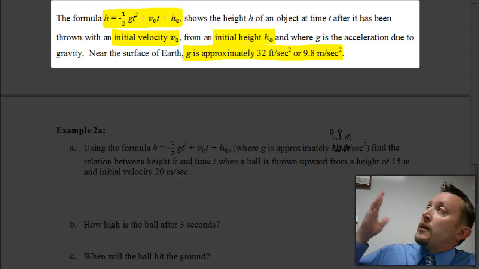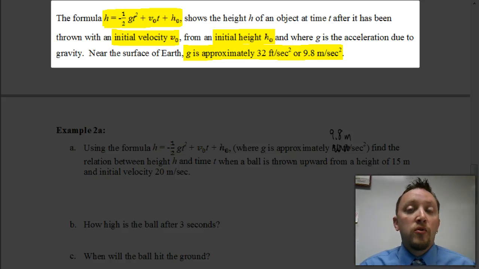The height of the object, you're not going to have to memorize this formula, but you want to know all the parts to it. I'll give you the formula, but you'll want to know what each of the individual pieces represent. So the actual formula is negative 1/2 times our value of g, which we'll talk about in a second, t squared plus v sub 0 times t plus h sub 0. Now let's talk about those individual parts.